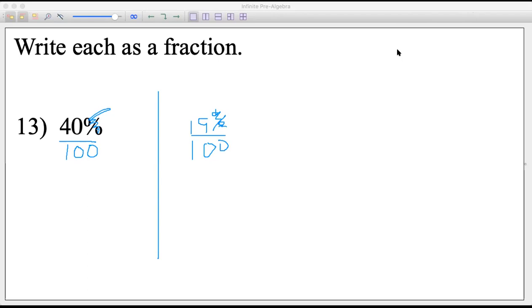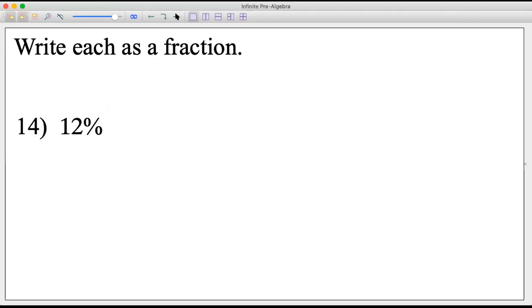If we start with 19%, is this an easy one or a hard one? Put it over 100, reduce the fraction. Easy or hard? I will get some students who look at this and are confused. What do I do? Nothing changes. You put that number over 100, reduce the fraction. Easy or hard? All right, this is the one we got to look at.